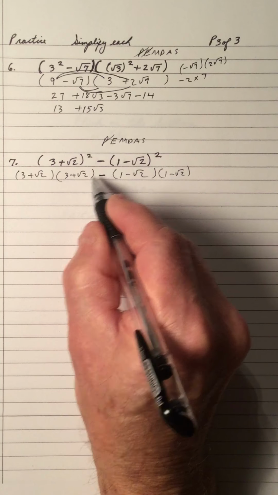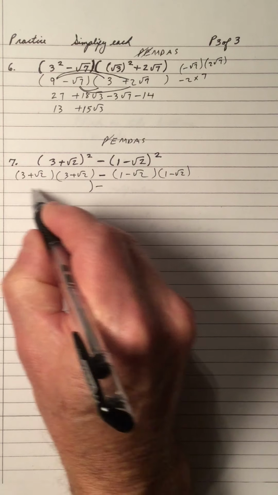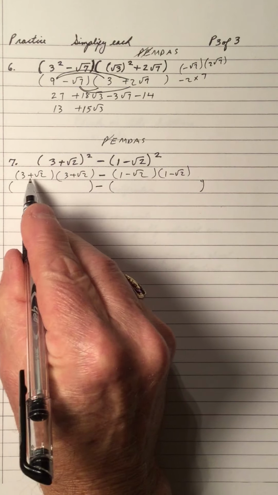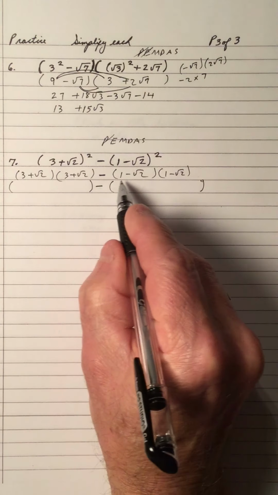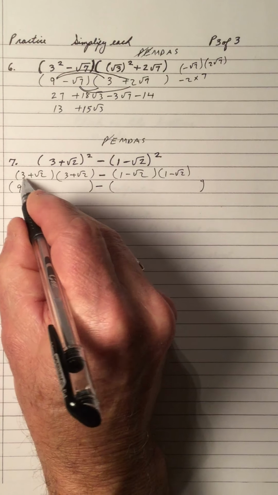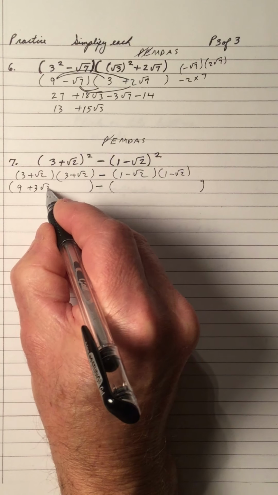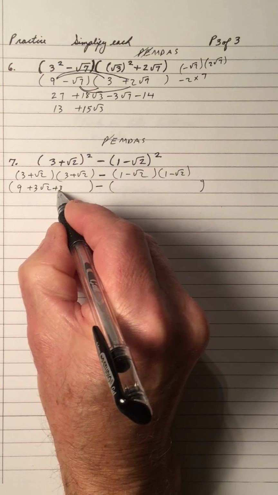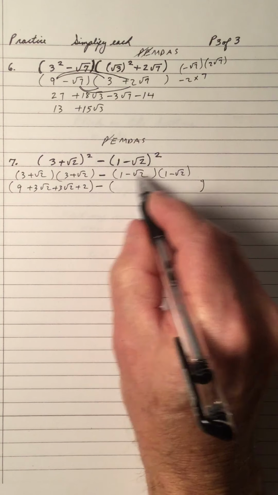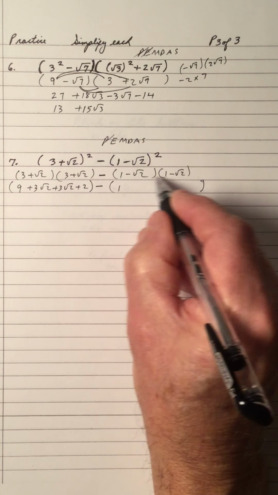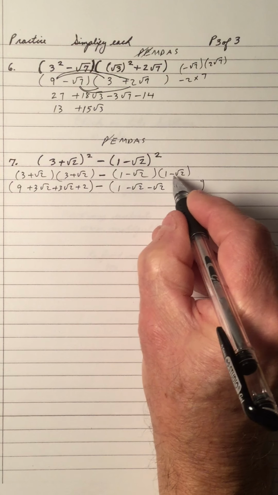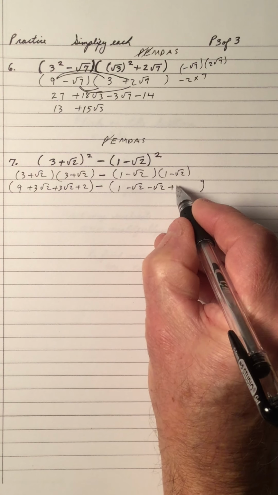Notice I have to multiply these two first. I'm going to do a big bracket and a big bracket like that, and I'm going to do the subtraction last. So I have to multiply this pair and then this pair, simplify it, and then subtract. 3 times 3 is 9. 3 times root 2, 3 root 2. Root 2 times 3, root 2 times root 2, root 4, which is 2. Let's continue. 1 times 1, 1 times negative root 2, negative root 2 times 1, negative root 2 times negative root 2 is a positive 2.